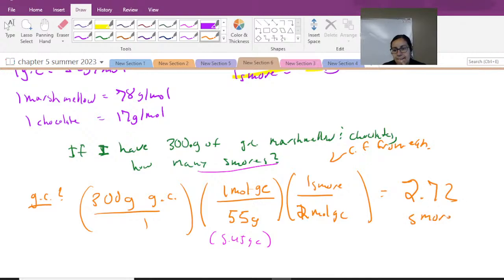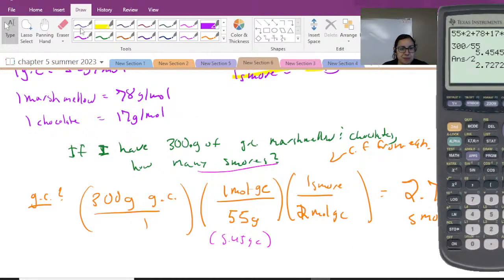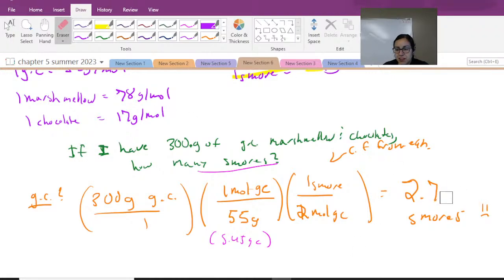Not a bad amount. Oh, wouldn't it be 2.73 because of rounding? Oh, yeah, sorry, I didn't pay attention.